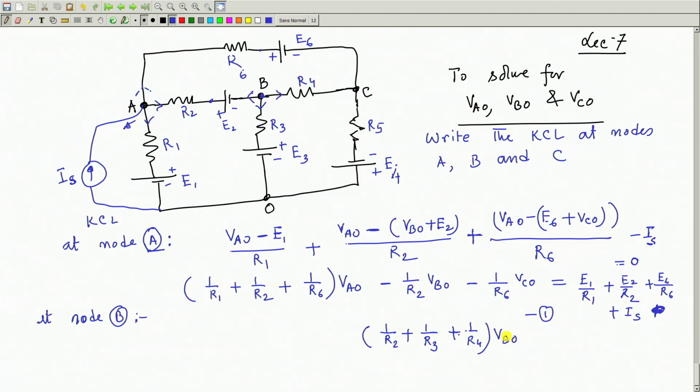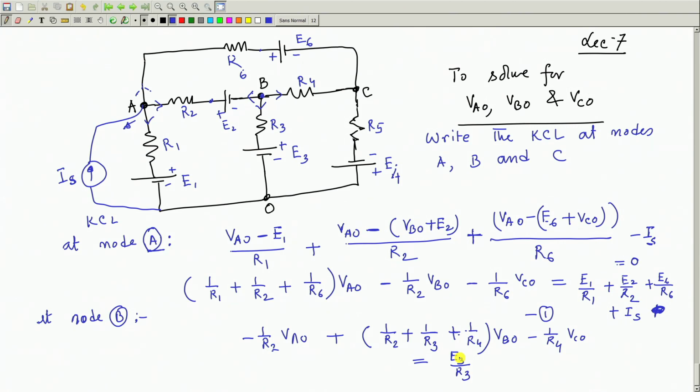Coefficient of VAO, will it be present there? Yes, because between A and B there is R 2. So, it should be minus the reciprocal of that resistance into VAO, plus, and coefficient of VCO, yes, minus 1 by R 4 into VCO. Left hand side is over, and right hand side will be all these sources appearing in the form of currents. Therefore, you see there is a battery connected here to B with plus connected towards B. So, there will be E 3 by R 3 and that will be positive. So, right hand side E 3 divided by R 3, this is correct.